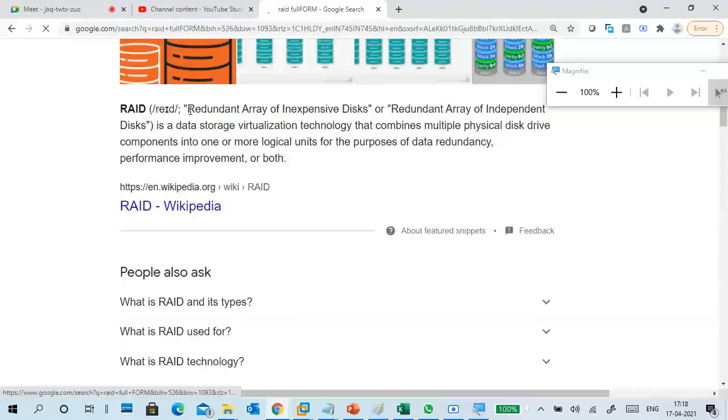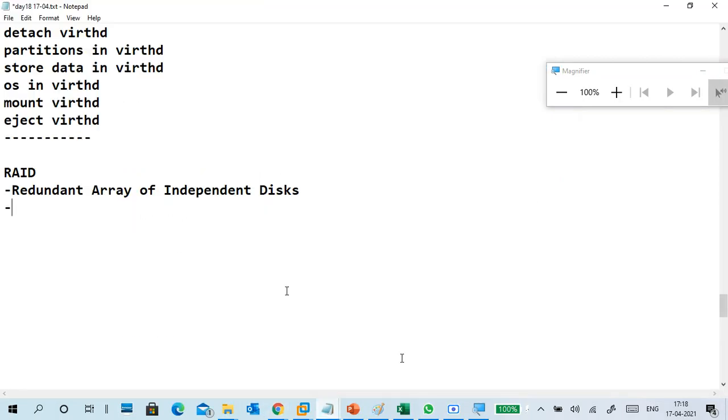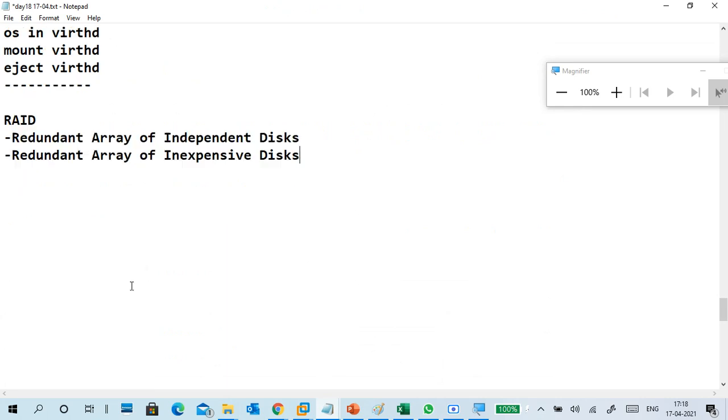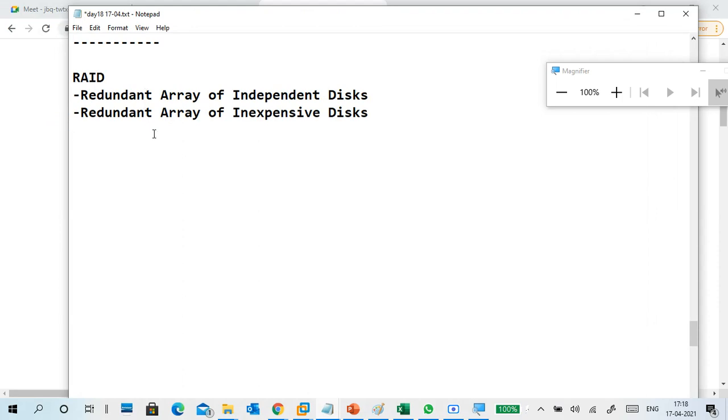Okay, Redundant Array of Independent Disks or Inexpensive Disks. There are two types of RAID. RAID actually has two types. One is hardware RAID, another one is software RAID.